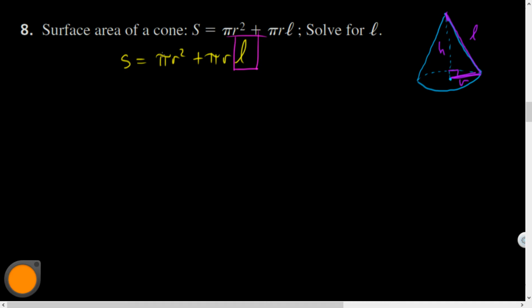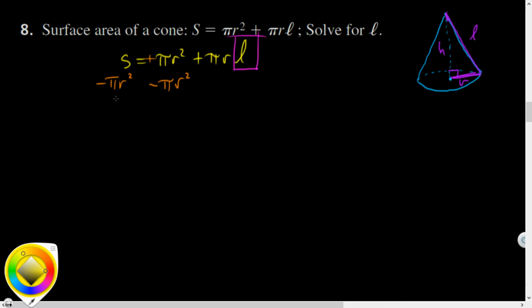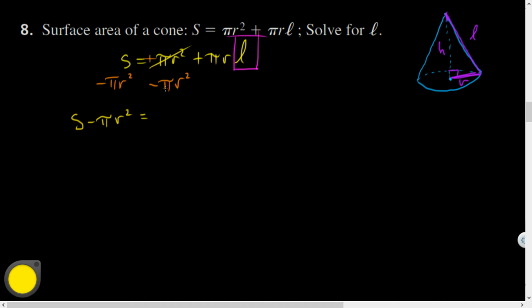I'm going to move this piece. This is positive, and I can just move it all as one big chunk. Watch this. Minus pi r squared from both sides. All right, this is weird looking. Are these like terms? No. Man, this is weird, right? It's a little bizarre. S minus pi r squared equals, these canceled out, and I'm left with pi r L.